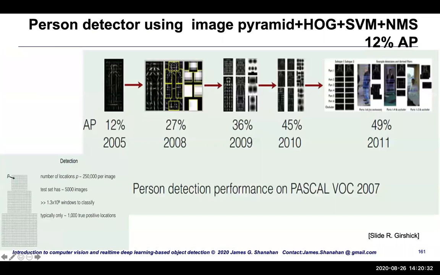And just to give you a comparison here, this type of approach would give us about, I think, 12% average precision on just the person class in 2005. So it's a pretty low performer given all the mean average precision curves I showed you earlier.